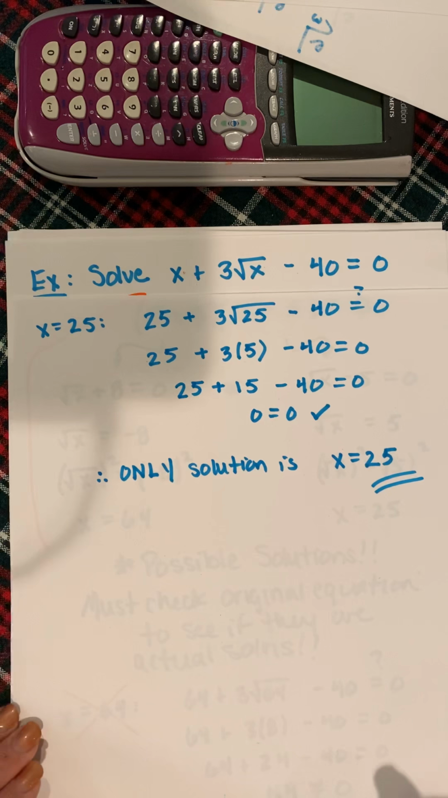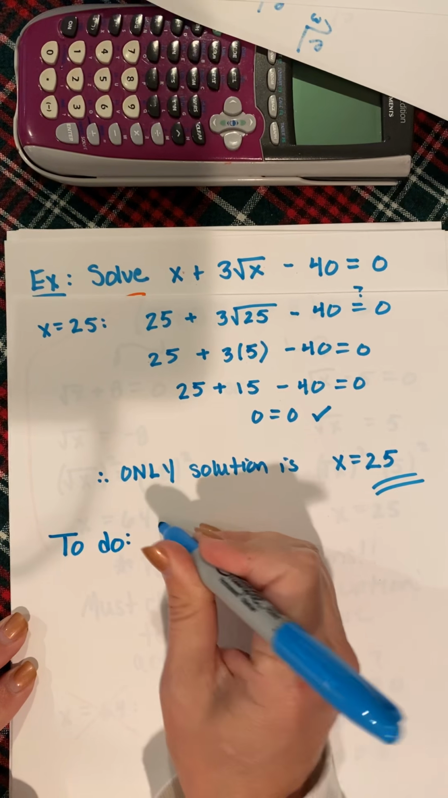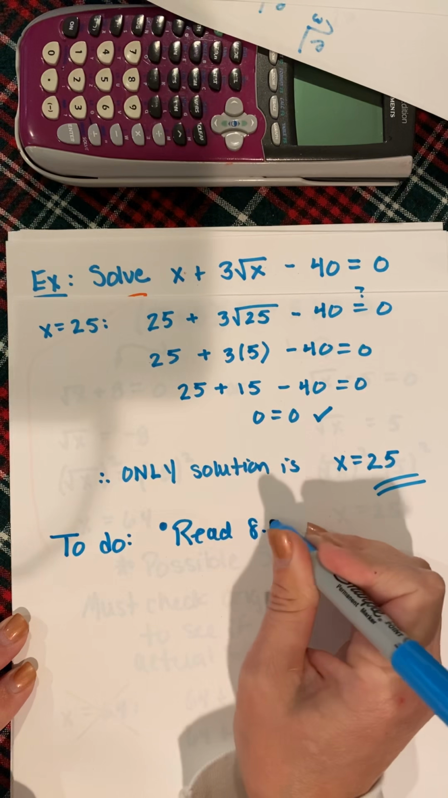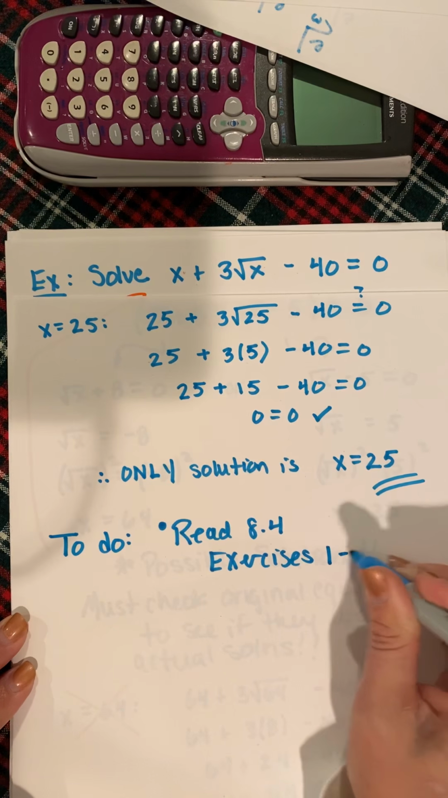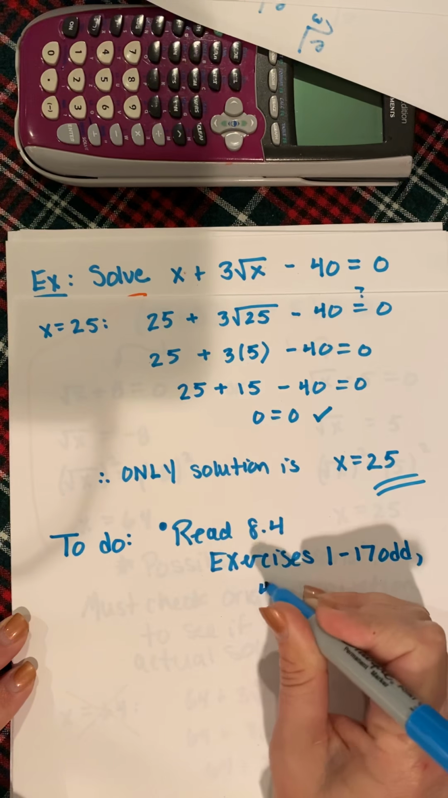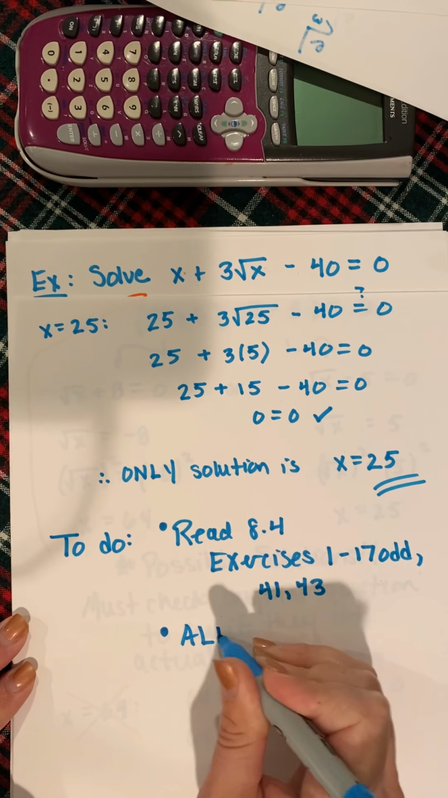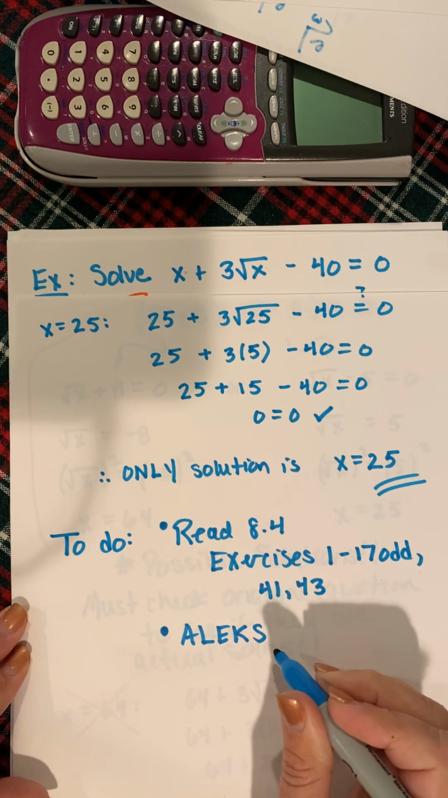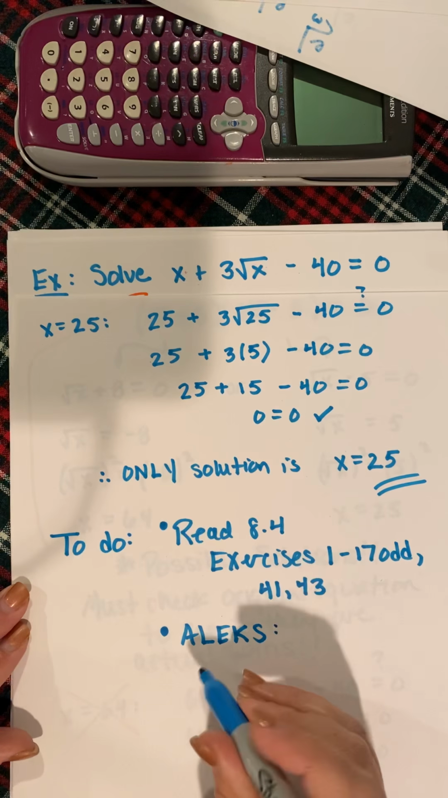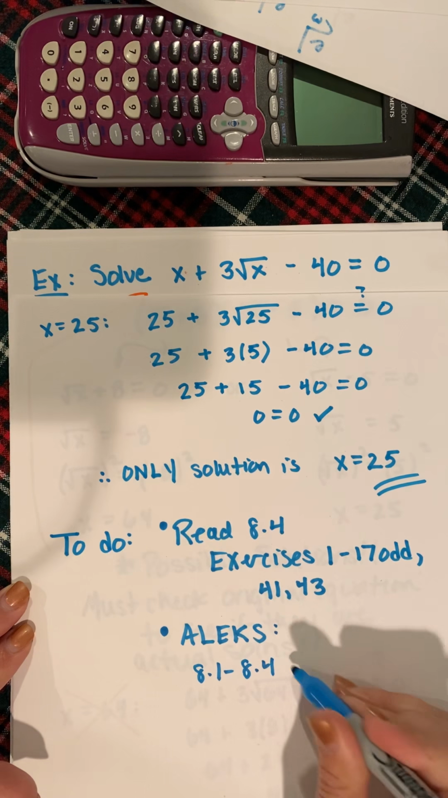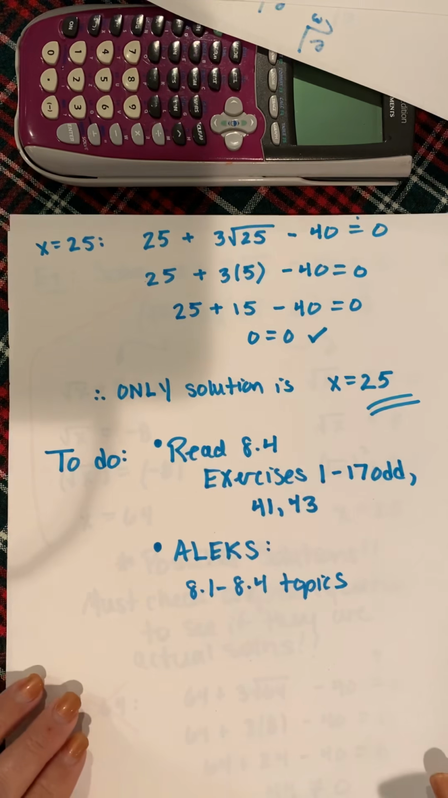All right, that's it. Nice short section, kids, to do. Read 8.4 in the text. Exercises 1 to 17 odd, 41 and 43. Alex. Today is, let's see, 8.1 to 8.4 topics. You have all the information to complete all the topics in Alex now.